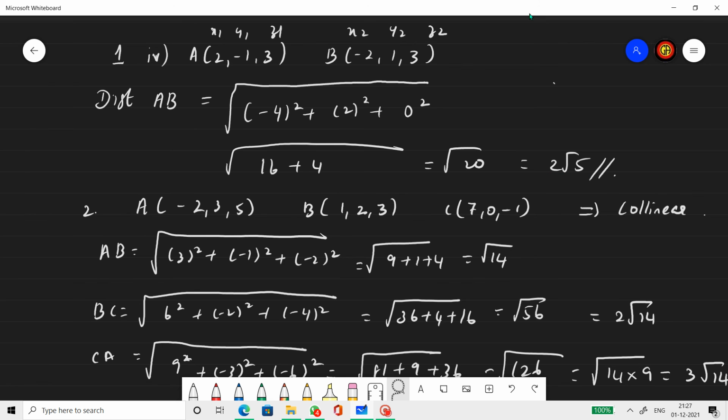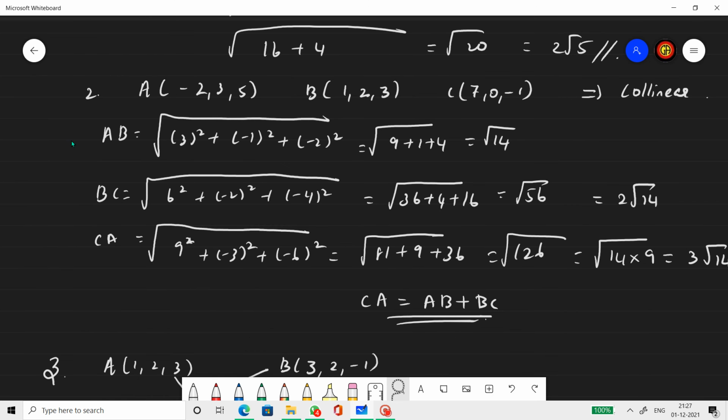Then the next question where we need to prove it's collinear. I read the question already. You need to show that the following points are collinear. So what is collinear? The points that lie in a straight line are said to be collinear points. Now find the distance between AB. Find the distance between BC. Find the distance between AC.